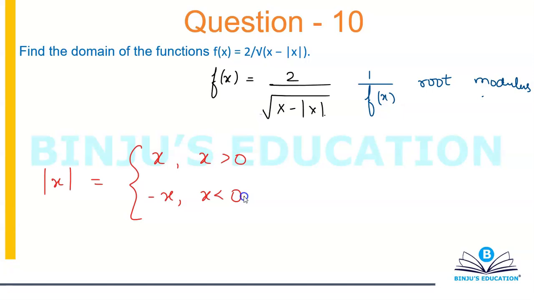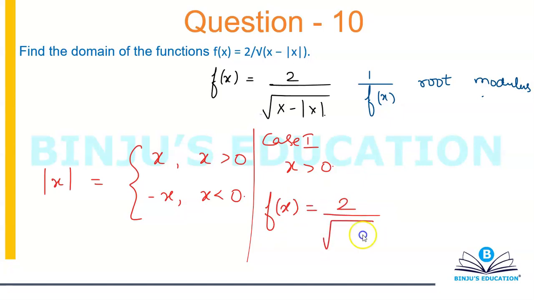Right? So if I'm going to take the case 1, when x is greater than 0, in that case fx will be 2 divided by root of x minus x, which is basically equal to 2 divided by 0, which is not a real outcome, or which is not a possible value. 2 over 0 is not defined in math, so which means you cannot take any value of x greater than 0 into consideration, because whenever you will take any value of x greater than 0 into consideration, mod of x will be equal to x and x minus x will be equal to 0.